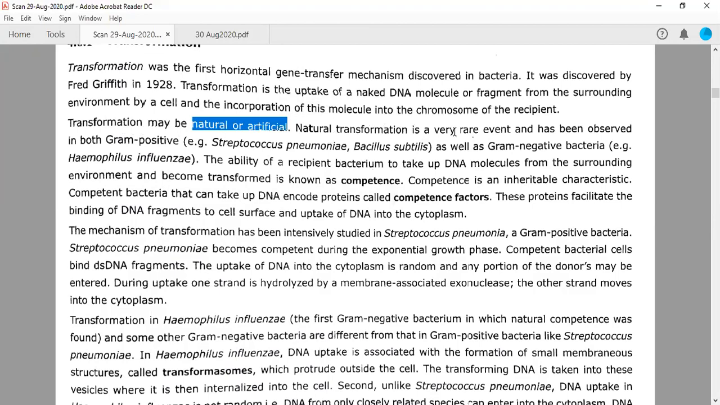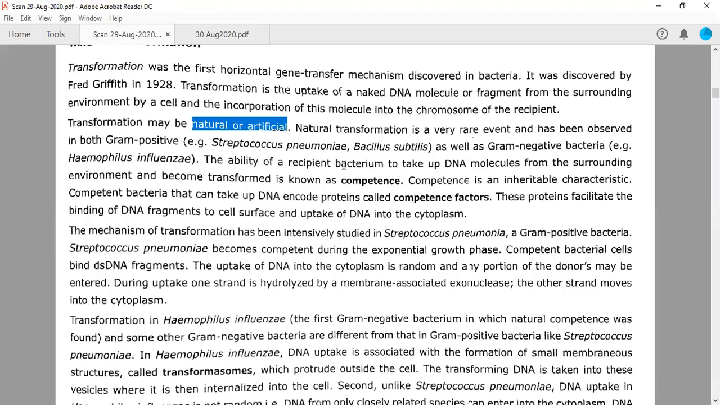Natural transformation is a very rare event and has been observed in both gram-positive and gram-negative bacteria. Although the transformation takes place in both, the strategy is different. Streptococcus pneumoniae and Bacillus subtilis are gram-positive bacteria in which natural transformation has been observed, as well as in gram-negative bacteria, Haemophilus influenzae and H. pylori.